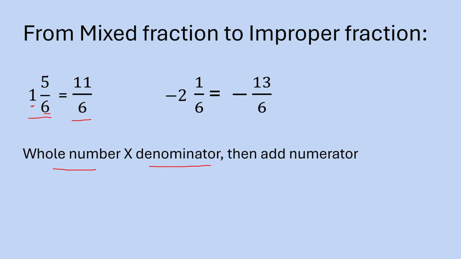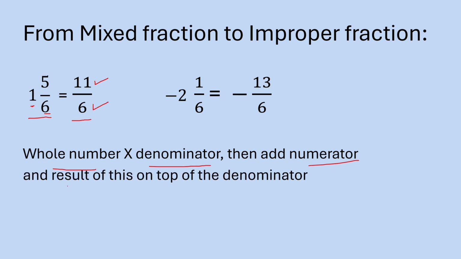So 1 multiplied by 6 is equal to 6. And whatever value we get, we will add to the numerator. So 6 plus 5 is equal to 11 over the denominator. So 11 divided by 6. So the result, on top of the denominator, is 11/6.